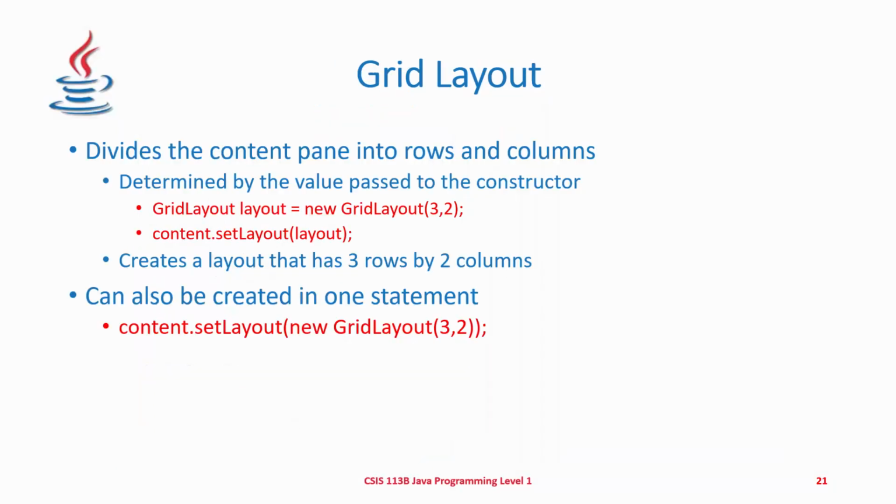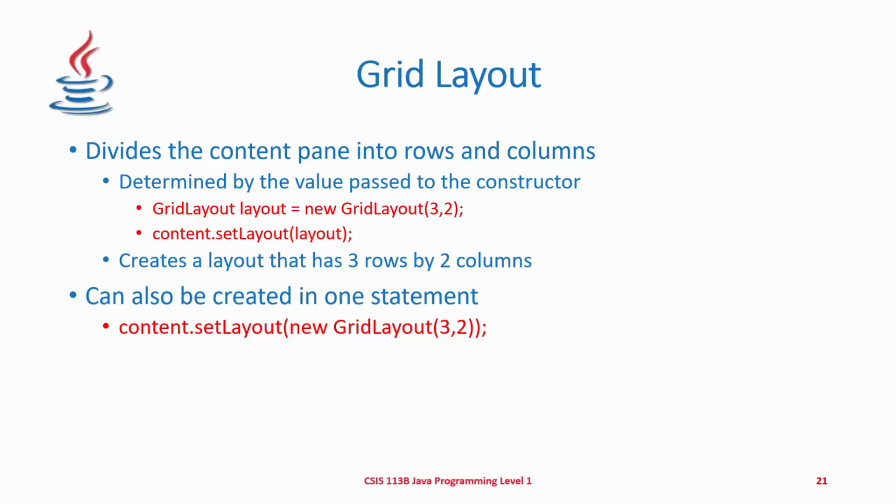Grid layout is another style of layout that we can use. It divides the content pane into rows and columns. It's determined by the value passed to the constructor. So you can see in the example there, we create a grid layout that's named layout. And when we call the grid layout constructor with the new operator, we're passing to it how many rows, which is 3, and how many columns, which is 2. So just remember that rows is first and columns is second.